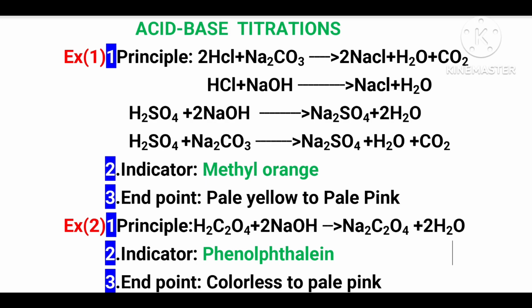Second, indicator. In all these acid-base reactions, methyl orange is used as indicator. Endpoint, pale yellow to pale pink. Second example, principle, oxalic acid versus sodium hydroxide titration. In this, indicator is phenolphthalein and endpoint is colorless to pale pink. Like this, acid-base titrations are completed.